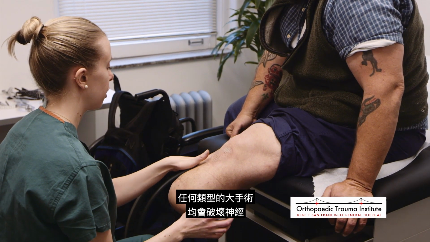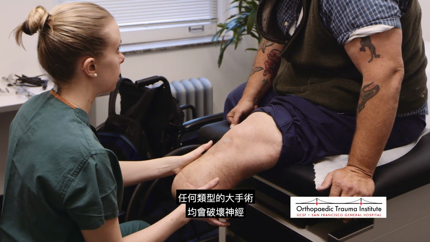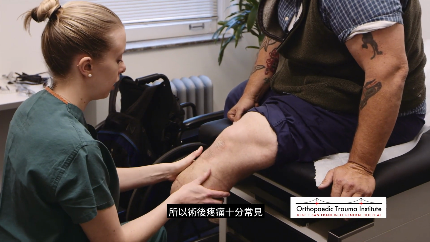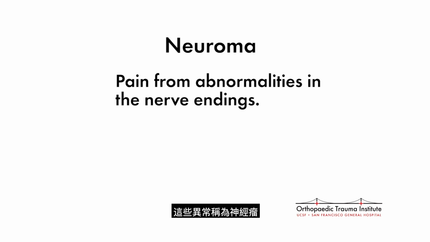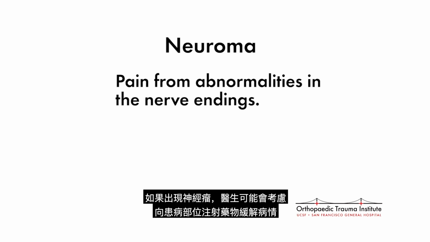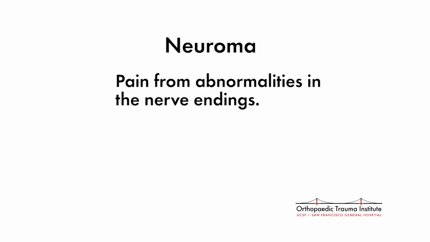Because nerve disruption can occur in any type of major surgery, post-operative pain is quite common. Sometimes people develop pain due to abnormalities at these nerve endings. These abnormalities are called neuromas. If neuromas develop, your doctor may consider injection of medication into the area for relief.